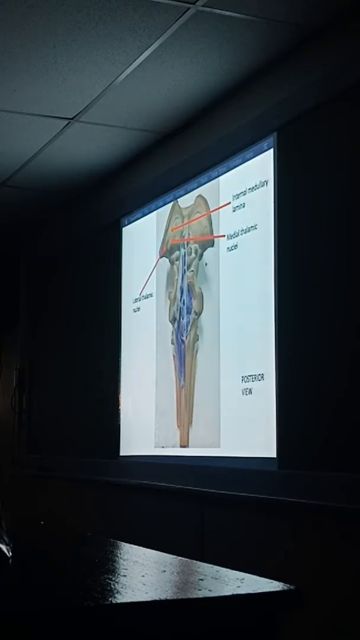Okay, this is the posterior view. What you can see posteriorly is the internal medullary lamina, which separates the lateral from the medial thalamic nuclei. Internal medullary lamina separates the lateral from the medial thalamic nuclei. This portion, class, is the pulvinar. The one on the medial portion is also pulvinar.